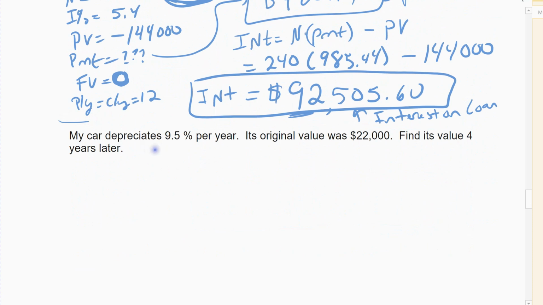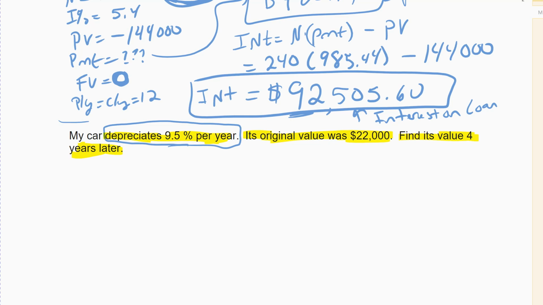My car depreciates by 9.5% per year. Highlight that, that's important: depreciates per year. The original value, I bought my car for $22,000. Find its value 4 years later. Again, it's been a while since we did this. This was one of the special problems from section 2.2. Depreciating per year. Now, it doesn't come out and say compounding, but it is compounding.